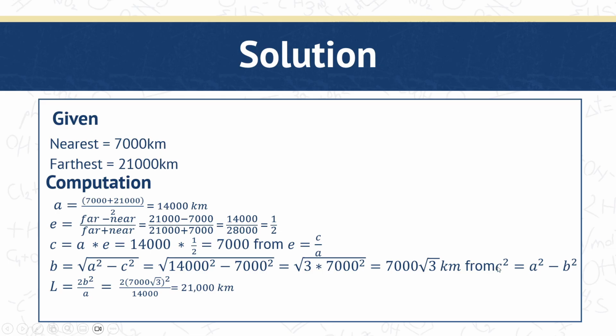And then since it's still B squared, we have to square root the entire thing, which is what happens here. So we have our value of A here, 14,000, and our value of C, 14,000 squared minus 7,000 squared, and we're going to square root that. So how did it become 3 times 7,000 squared?